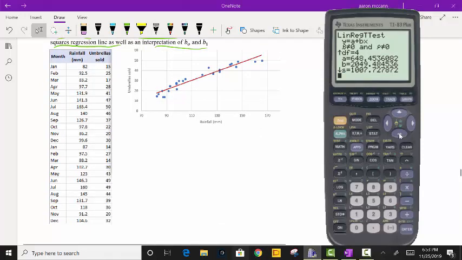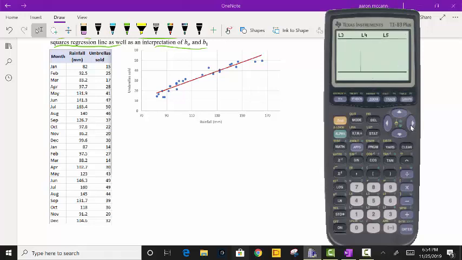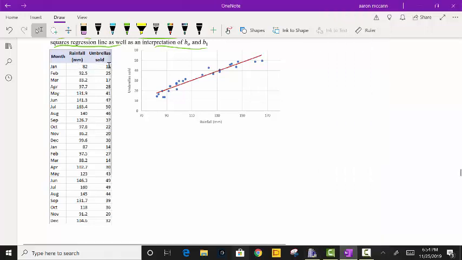So we're going to go to the calculator. And guys, once again, I put a little bit of work into this up front. I put this information in: 82, 15, in February there was 92.5 millimeters of rain and 25 umbrellas sold.